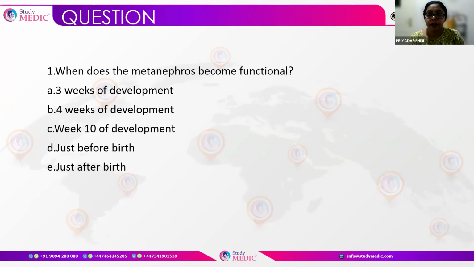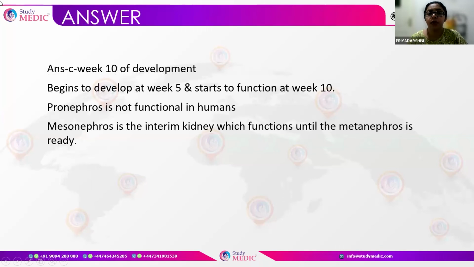So we know the metanephros is the one from where the kidney proper is going to be formed, and the kidney proper becomes functional by around week 10 of development. And just a quick recap, we saw the development starts by week 5 and it becomes functional by week 10. Pronephros is completely non-functional in humans, and mesonephros is going to take the function of the metanephros till week 10.